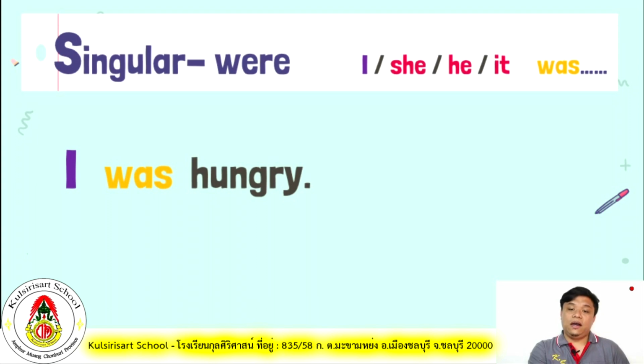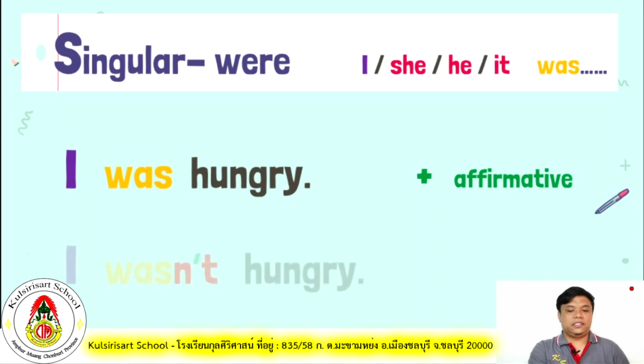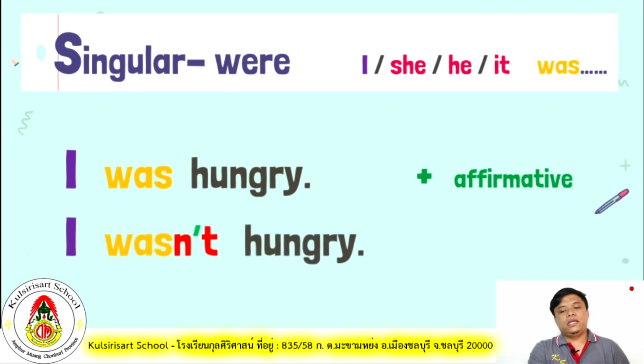For example, we have the sentence here: I was hungry. It's affirmative. We use was, and it happened in the past. And for the negative, we'll say, I wasn't hungry. It's the negative form of was. Can you say it again? I was hungry. I wasn't hungry.